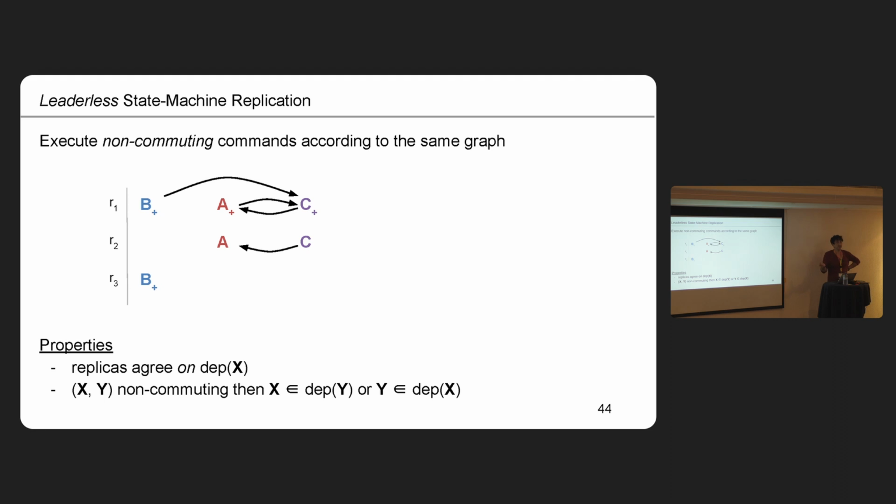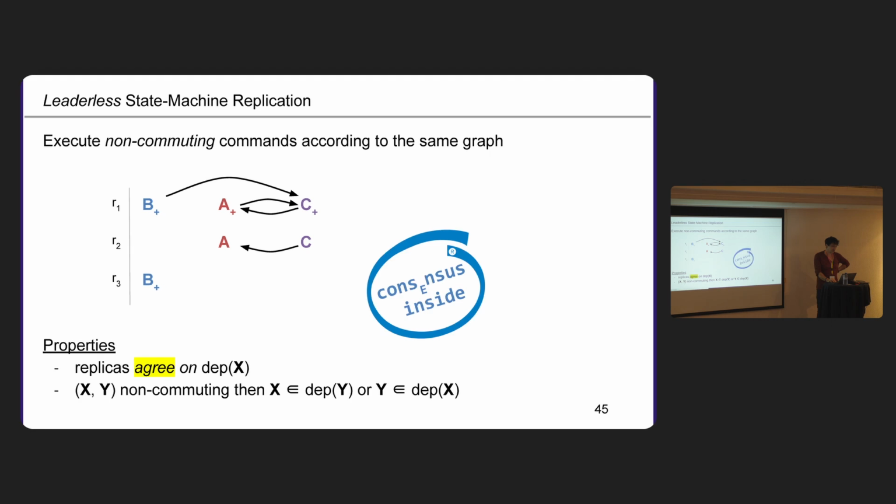And the second thing is that, because the graph stores the execution order, it must be the case that if two commands are non-commuting, we have a relation in the dependency graph. So if x and y are non-commuting, we can have x as a dependency of y, we can have the converse case, or we can have both of those relations. As, for instance, here with A and C, we have an example of cyclic dependencies, but we need at least one of them.